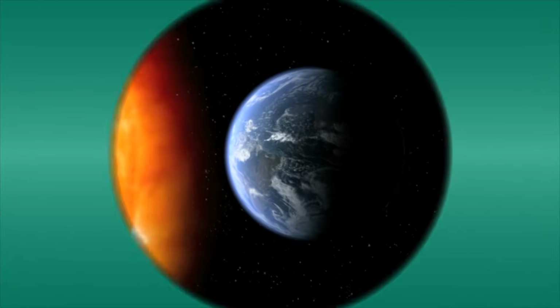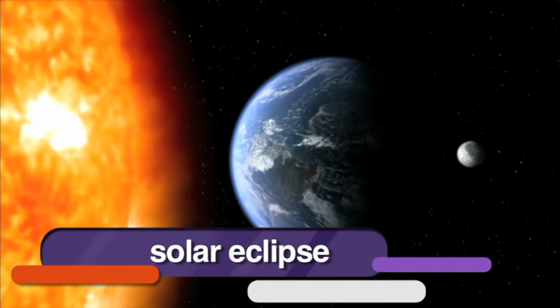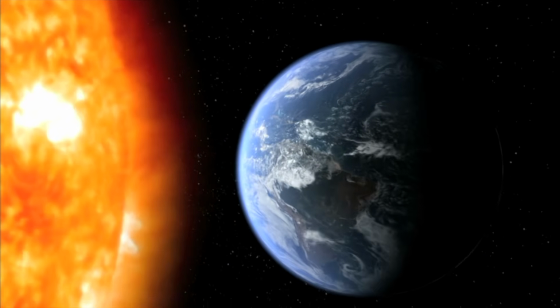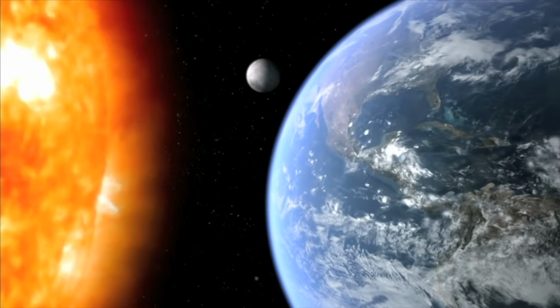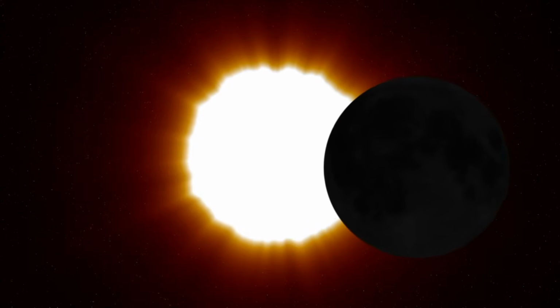The Earth rotates on its axis and revolves around the Sun. The Moon also revolves around the Earth. So every few years, a solar eclipse happens. A solar eclipse is when the path of the Moon, revolving around the Earth, goes directly in front of the Sun. This causes the Sun's light to be blocked from Earth.